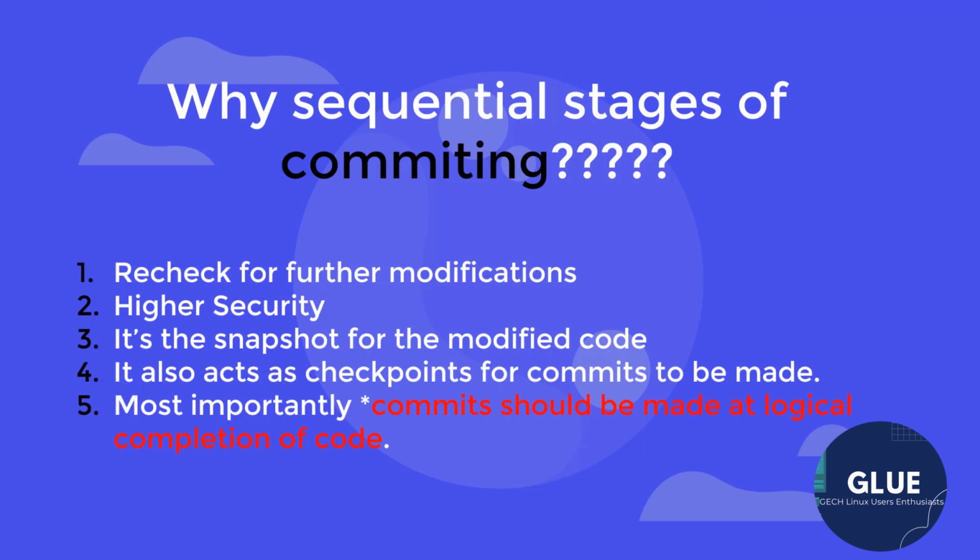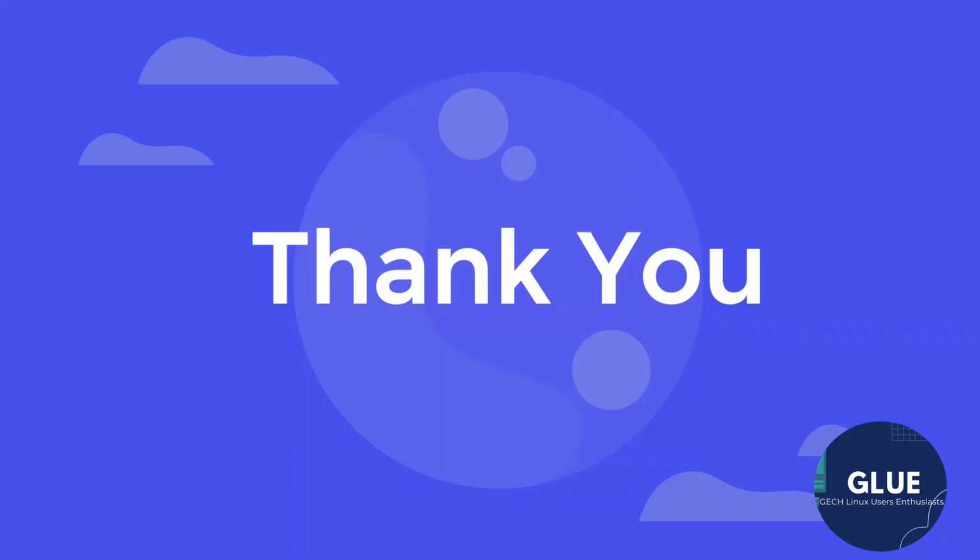So basically, the staged area acts as a snapshot of the changes that you make on the files, and it is also like the checkpoint for the commit that is to be made. And a commit should be made only at the logical completion of your code. So this was all about the creation of a repository and keeping track of the files in the repository. That's it for this video. In the next video, we will look into the important part of Git, that is committing.